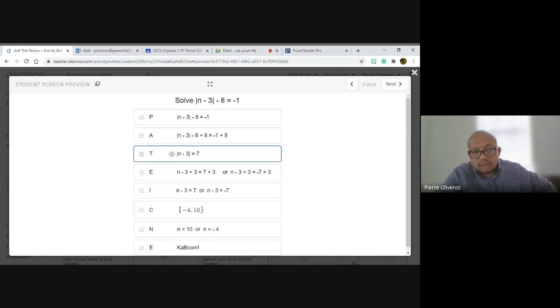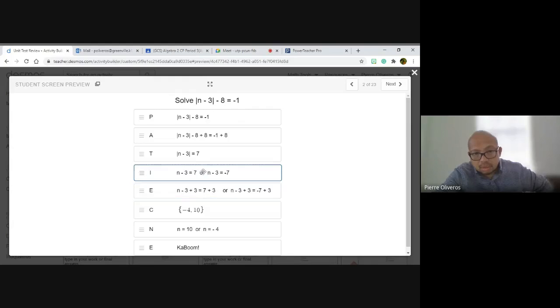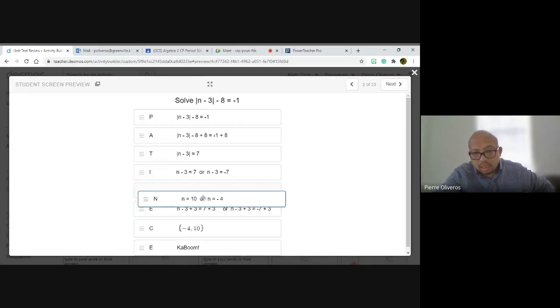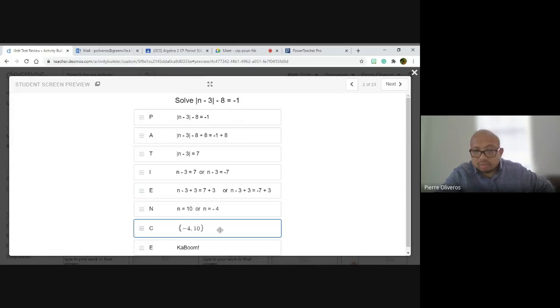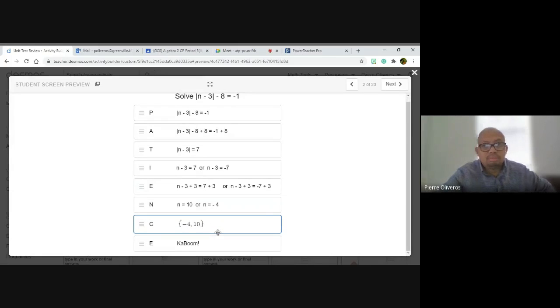So once you have the absolute value of n minus 3 by itself, you split them into two. It becomes n minus 3 equals 7, or n minus 3 is equal to negative 7. Then you're going to add 3 on both sides. When you add 7 and 3, it becomes n equals 10. And negative 7 plus 3 is equal to negative 4. And your final answer is negative 4, 10. And as always, kaboom.